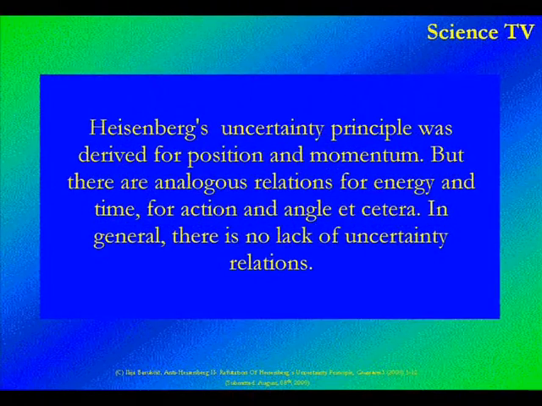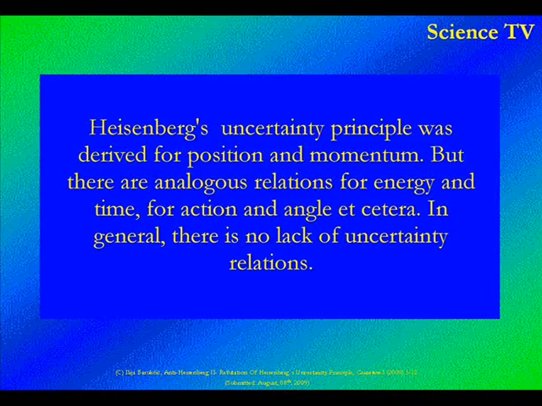Heisenberg's uncertainty relation was derived for position and for momentum. Meanwhile, there are analogous relations for energy and time, for action and angle, etc. In general, there is no lack of such uncertainties or imprecisions. Insofar, if we were on the way to refute Heisenberg's uncertainty principle, we would have to refute every single inequality by its own. This does not make any sense.